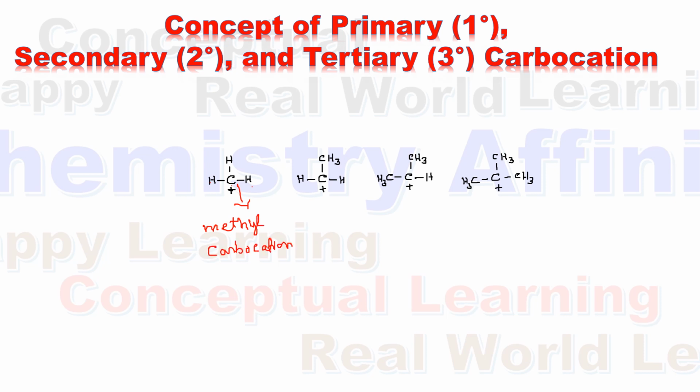Now in the next compound, this is our concerned carbon because it is a positively charged carbon. This positively charged carbon is connected with only 1 carbon. So it is 1 degree or primary carbocation. This is our concerned carbon. It is connected with 2 carbons. So that means it is 2 degree or secondary carbocation. Now this positively charged carbon is connected with 3 carbons. So it is 3 degree or tertiary carbocation.